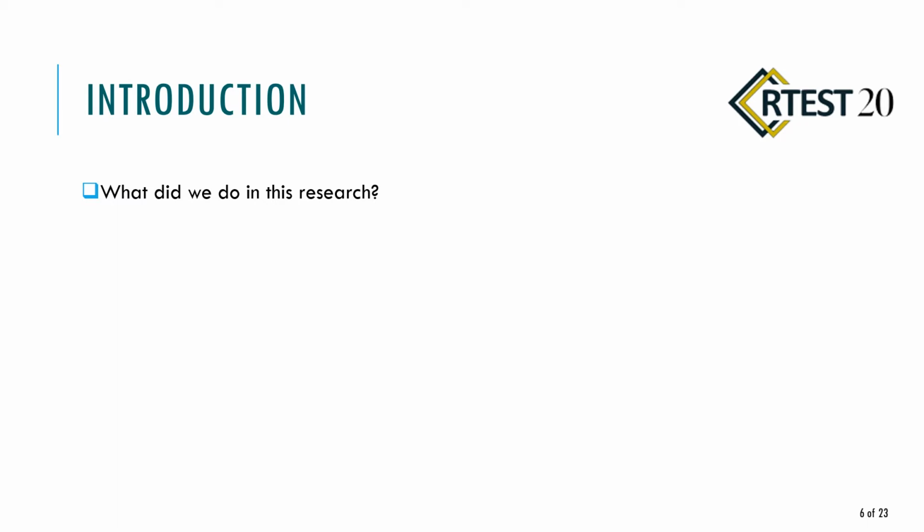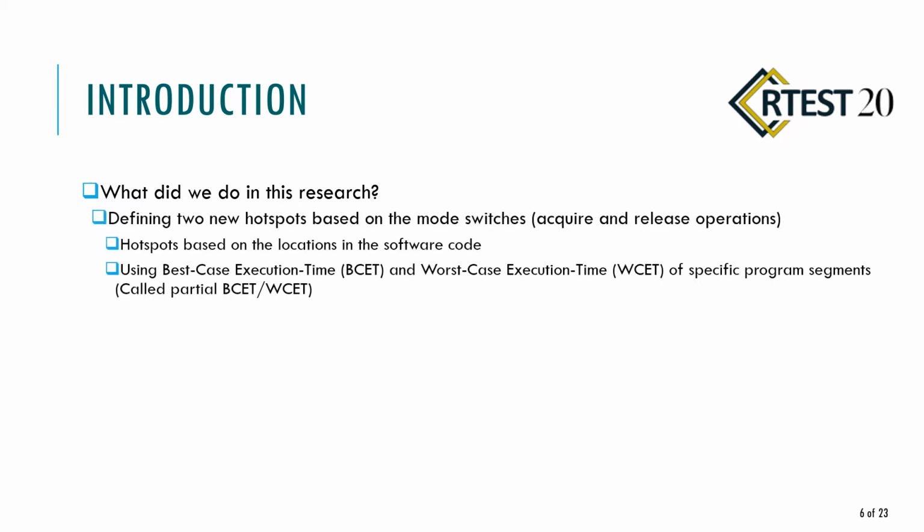So what did we do in this research? In this research, as the first step, we introduced two new hotspots based on the mode suites of the resource, as we mentioned previously via acquire and release operations. The hotspots are based on the locations in the software code, and also we used best case execution time and worst case execution time of the specific program segment, which are called partial B set and partial W set, to define these types of hotspots.